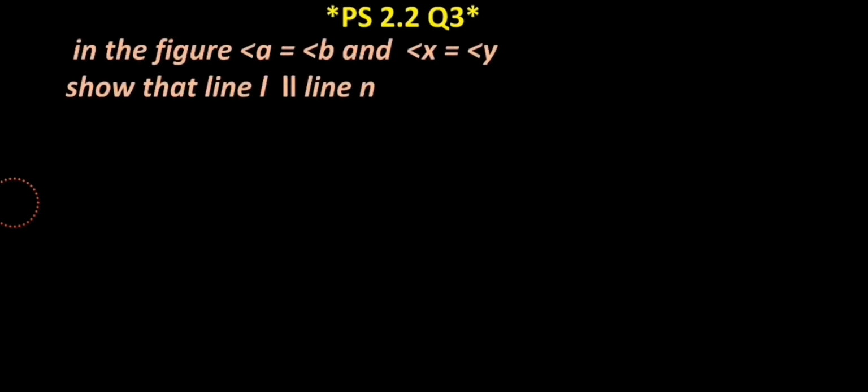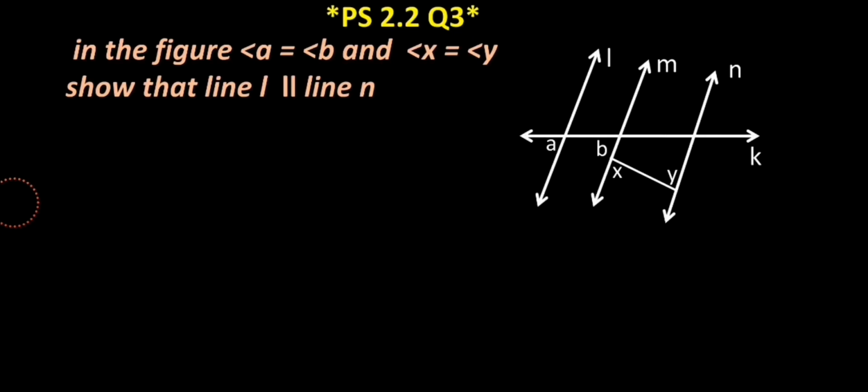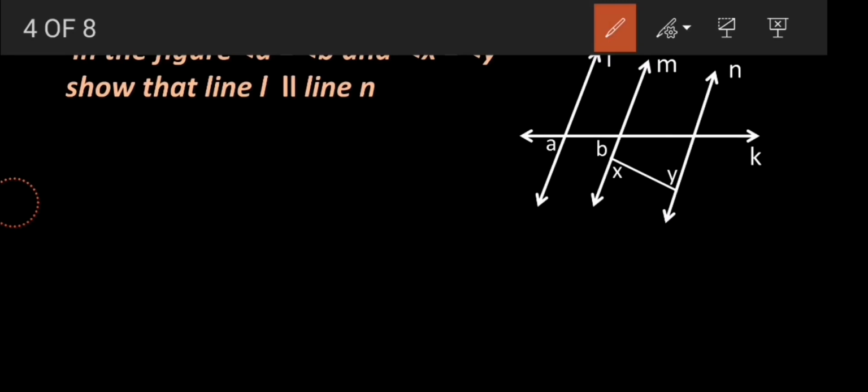The question is on your screen, and here is the diagram. The question says angles A and B are congruent to each other, given. X and Y are also congruent to each other, and I need to prove line L, that is the first line, and line N, that is the third line, are parallel to each other. Okay, I need to prove.